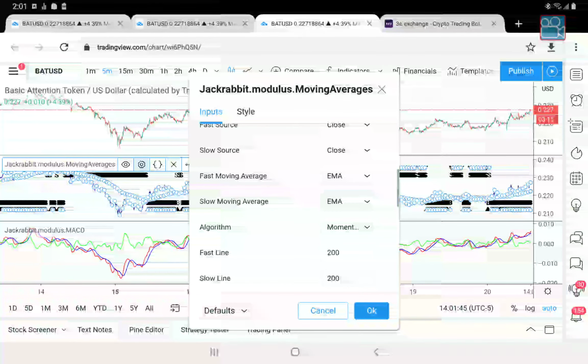Now back to the original. Fast, slow source, both closing. Fast, slow moving average, both EMA. Algorithm is momentum. Fast and slow line are both 200. I encourage you to watch the original video multiple times. Learn this technique. It has an important place in your tool chest.